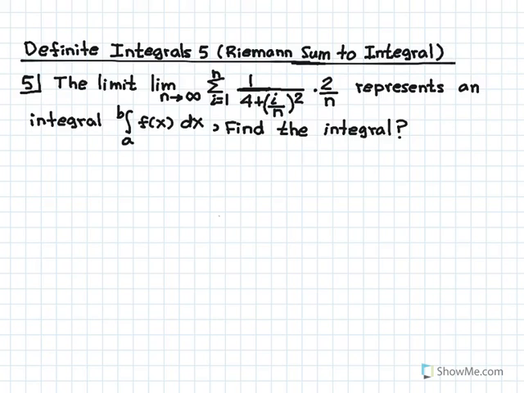In this video, we're going to look at transforming a Riemann sum to a definite integral. The limit as n goes to infinity of the summation i goes from 1 to n of 1 over (4 plus i over n) squared times 2 over n represents an integral, integral a to b f of x dx. Let's find this integral. We start by looking at the definition of the Riemann sum.